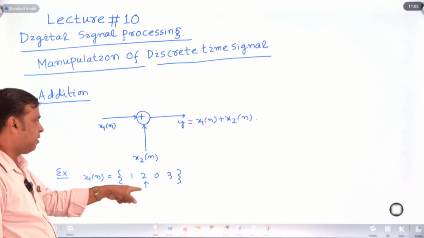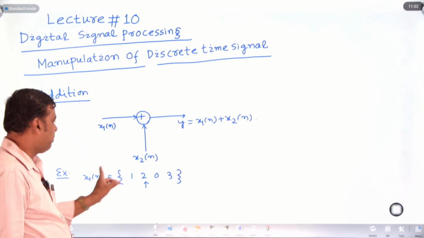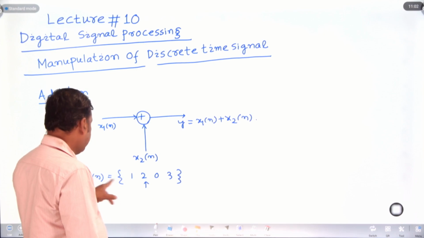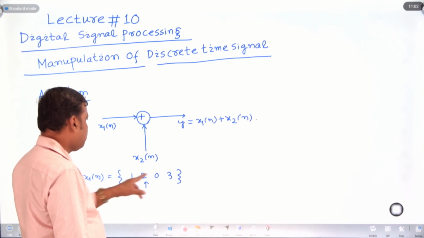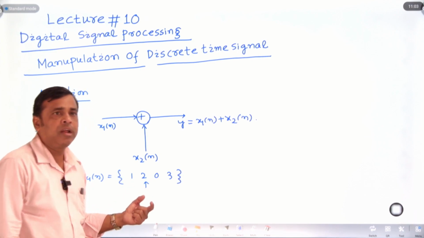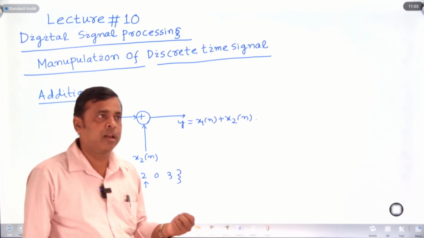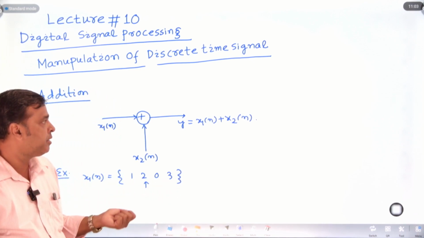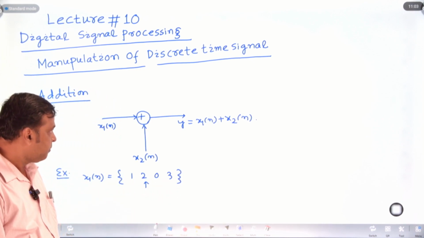This arrow mark indicates n equal to 0. For n equal to 0, x1 of 0 is 2, for n equal to 1, x1 of 1 equal to 0, for n equal to 2, x1 of 2 is 3. This is nothing but a sequence representation. As I already told you, you can represent a discrete signal in sequence representation, tabular representation, or graphical representation.